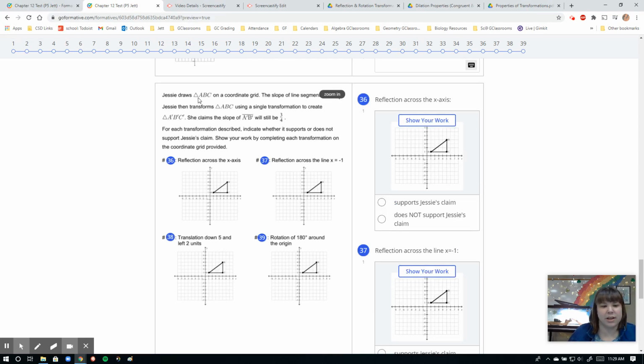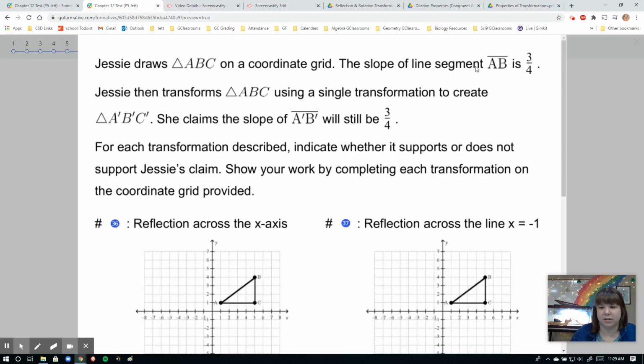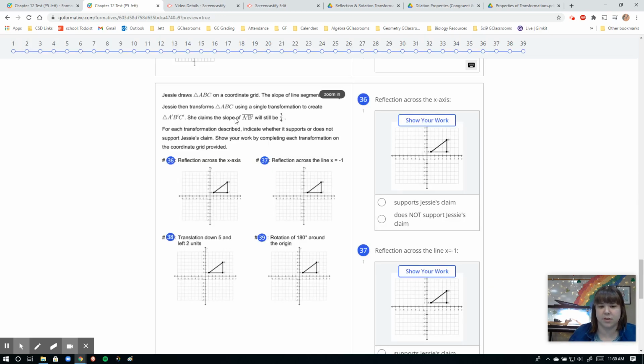It says, Jesse draws triangle ABC on a coordinate grid. The slope of the line segment, we're going to have to zoom in a little bit, is 3/4. It says Jesse then transforms triangle ABC using a single transformation to create triangle A prime, B prime, C prime. She claims the slope of segment A prime B prime will still be 3/4. So what Jesse's saying is that in the transformed image, the slope is preserved. For each transformation described, indicate whether it supports or does not support Jesse's claim. Show your work by completing each transformation on the coordinate grid provided.